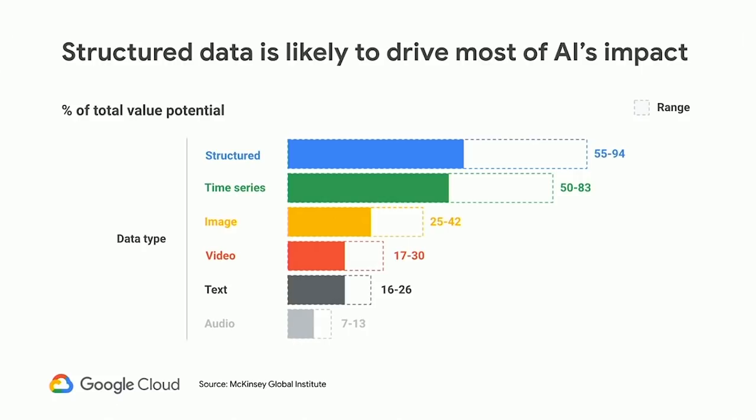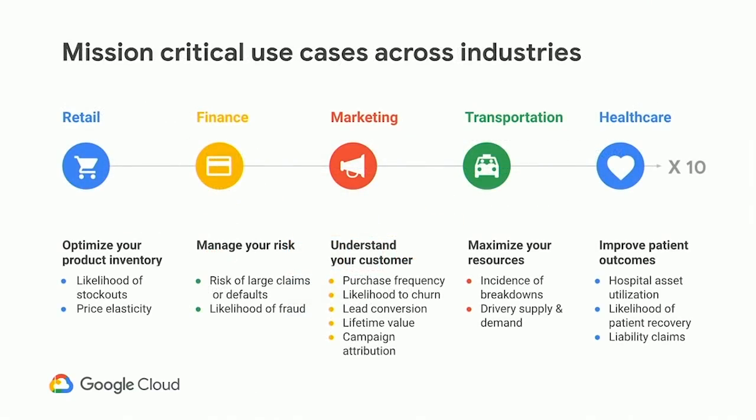So according to the McKinsey Global Institute, data in this basic form, structured data, is likely to drive most of AI's impact, with time series being a close second. And this really comes as no surprise, because virtually every industry has mission-critical use cases that can be boiled down into this tabular form. So for example, in retail, predicting the likelihood of stockouts, or predicting price elasticity so you can optimize your product inventory.